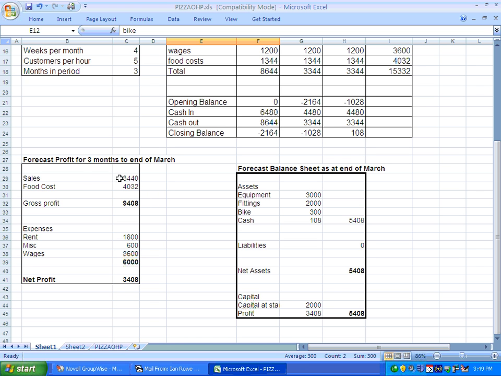So notice sales minus expenses. Also the capital's not in there. Capital is not a sale. It's money that's put into the business. It's not a sale. You didn't sell anybody anything.